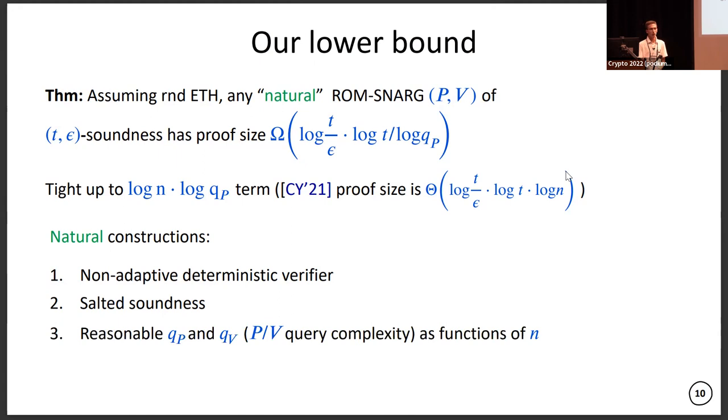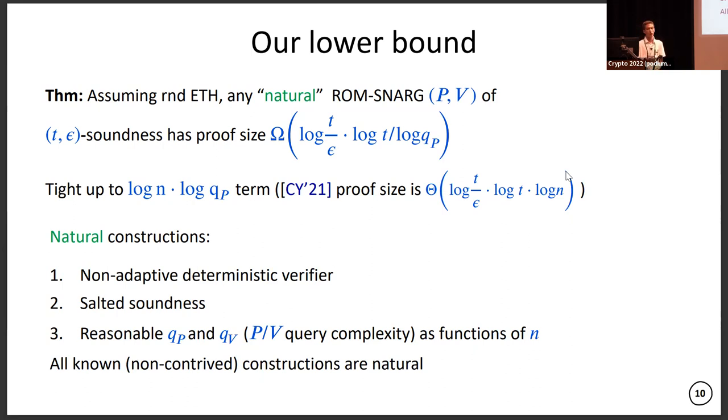Note that we are requiring a reasonable number of queries both by the prover and the verifier, say poly n by the prover, and for the verifier, not extremely large. And this is more of a technical issue over here for the lower bound not to be trivial, because you can use a large amount of prover queries to make trivial SNARKs in some sense.